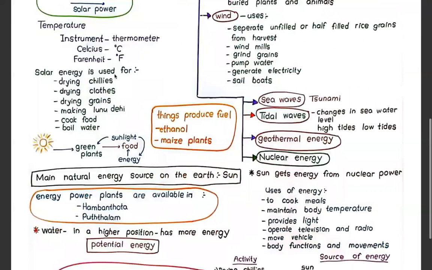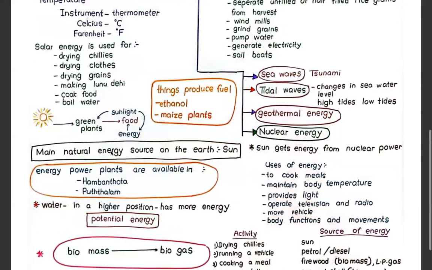And solar energy is used for. Why do we use solar energy? For what kind of things do we use solar energy? Sunlight. When drying chilies, when drying clothes, when drying grains, when making salted lime pickle, to cook food and to boil water. Then have a look at this diagram.